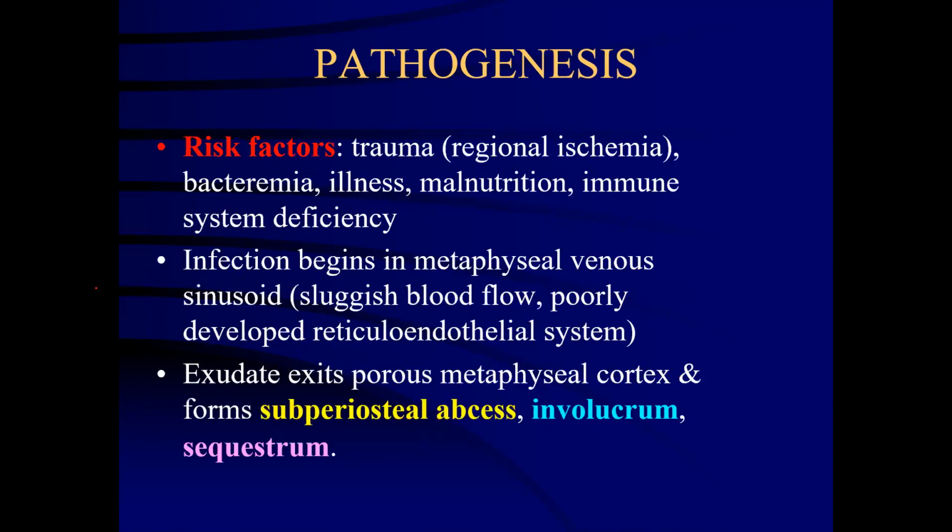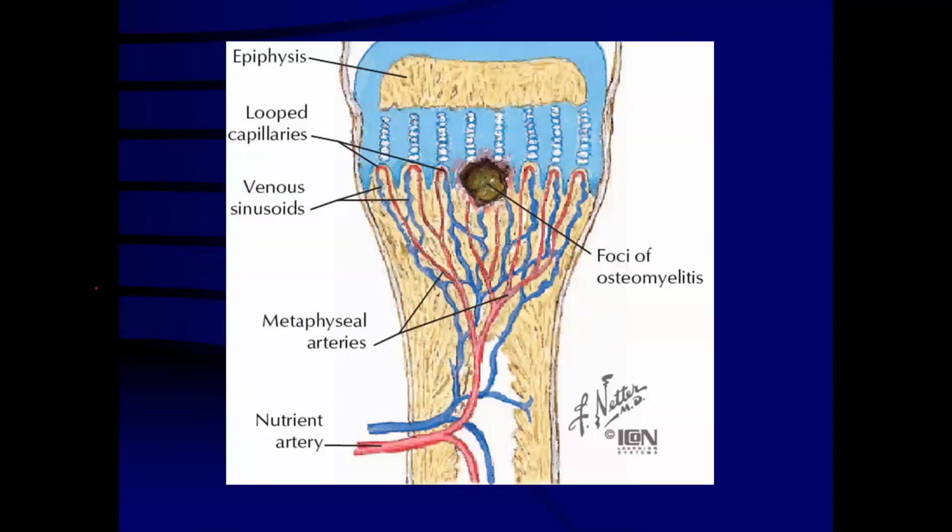The risk factors, we spoke about them: trauma, regional ischemia, bacteremia, illness, malnutrition, immune system deficiency. Infection begins in the metaphyseal venous sinusoid, with sluggish blood flow and a poorly developed reticuloendothelial system. All these I have mentioned. The exudate exits the porous metaphyseal cortex and forms a subperiosteal abscess in type C, as I showed you. You have to know about the involucrum and the sequestrum. And this shows it to you repeatedly.